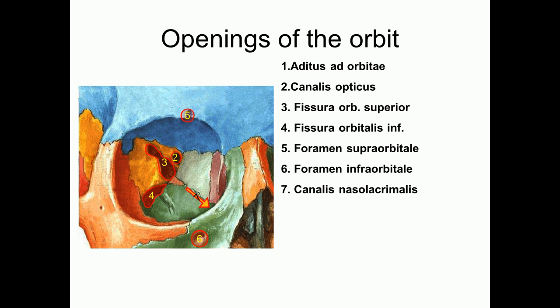Number 7, canalis nasolacrimalis. It connects the eye socket with the nasal cavity, and that's why we usually hear it when a man is weeping, because the tears pass through this canal into the nasal cavity, and we hear this kind of sound.